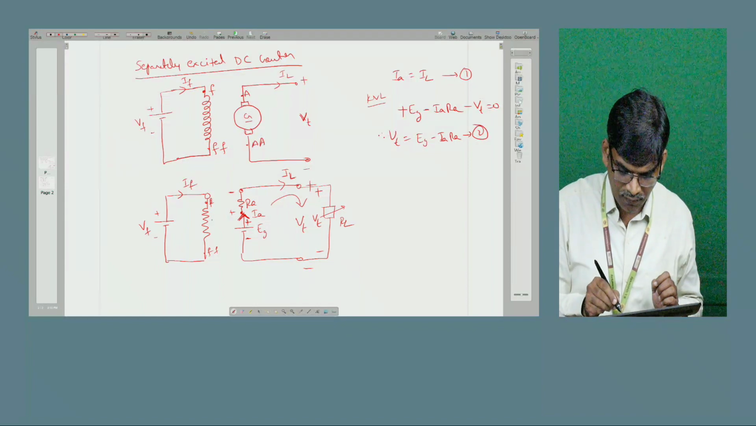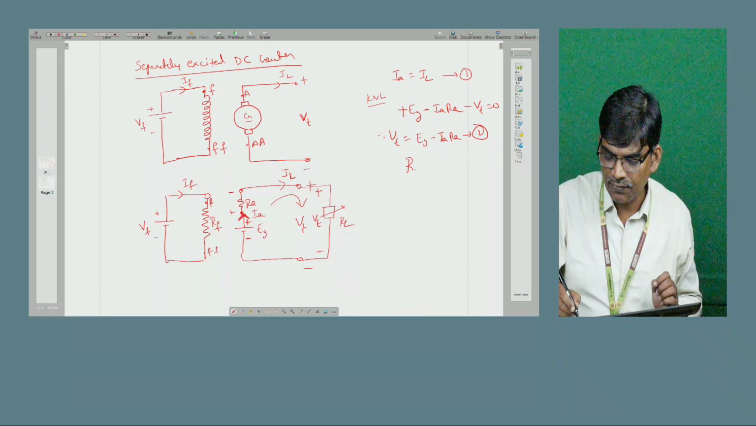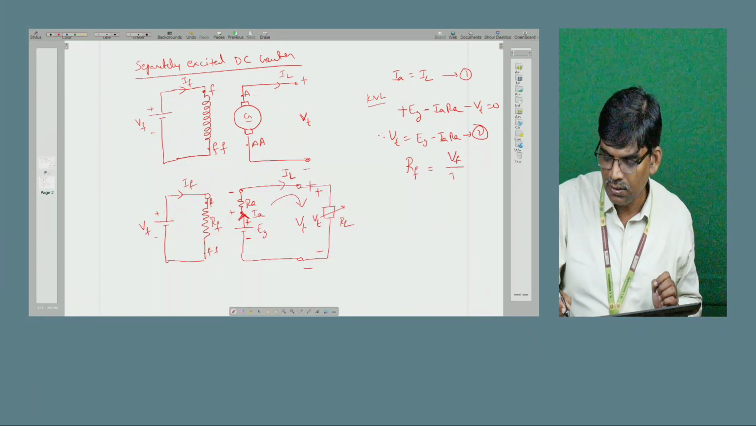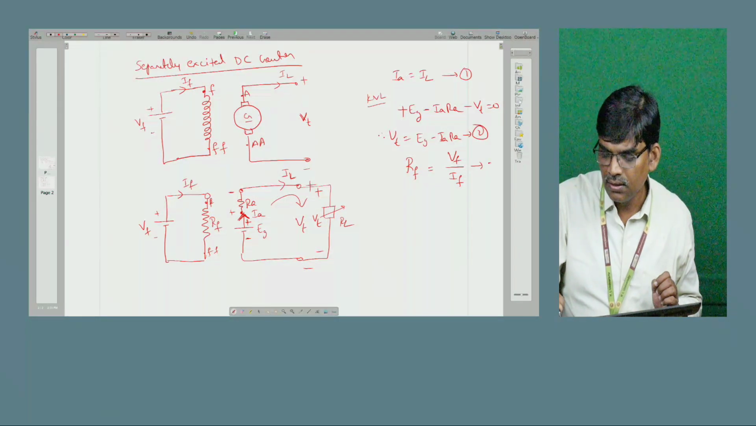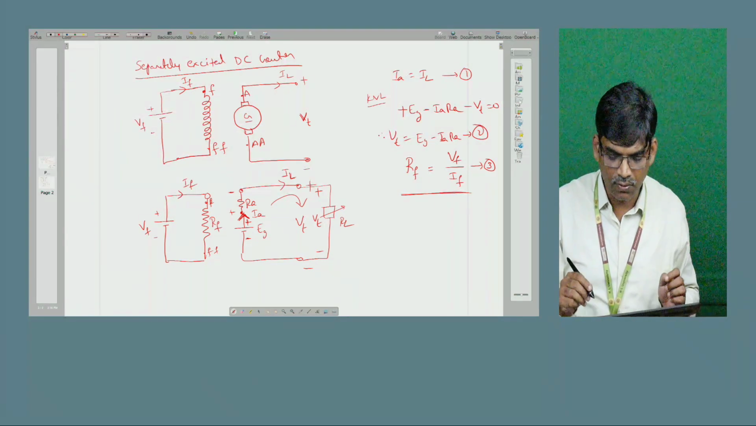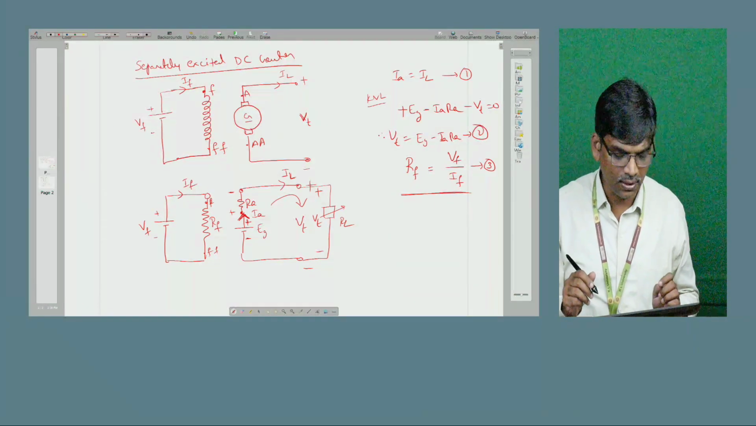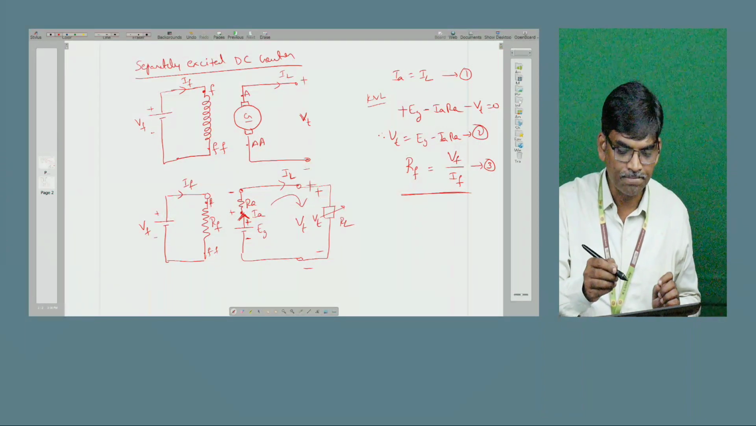And also we find this, which is called the field resistance. Here the field resistance RF is calculated as the applied voltage by Ohm's law. According to Ohm's law, we calculate VF by IF, and we get the field resistance. By using these three equations, we analyze the circuits in the separately excited DC generator.